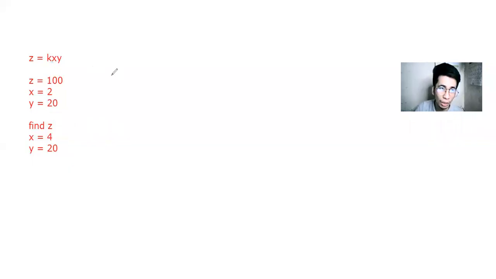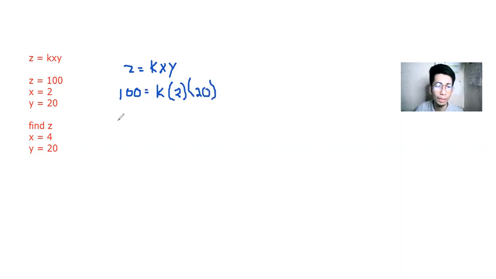So, constant of the variation muna, we have z is equal to kxy, or z varies jointly as x and y. So, ang z natin 100, then we have the k, then we have the x na 2, at meron din tayong y na 20. Okay? So, gawin natin 100 is equals to k times 2 times 20, 40, diba? 40k. Puro 40k. Then, divide natin both side by 40.